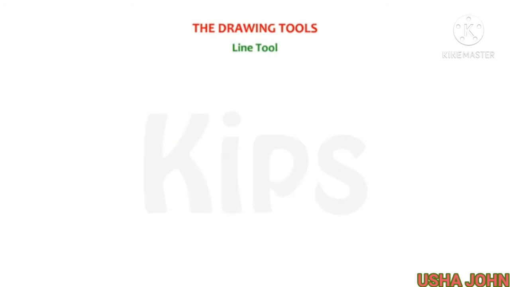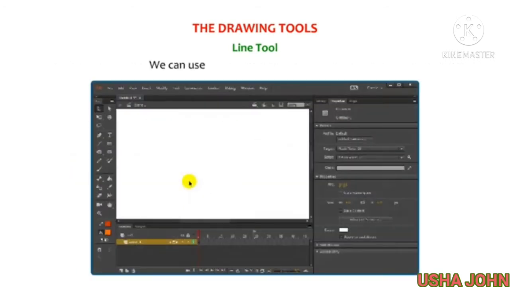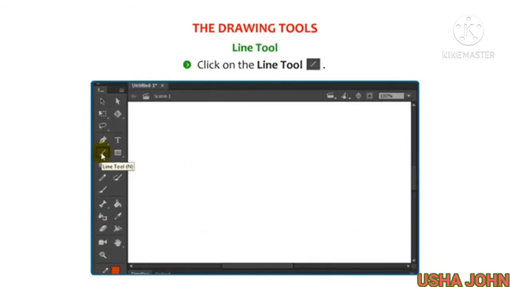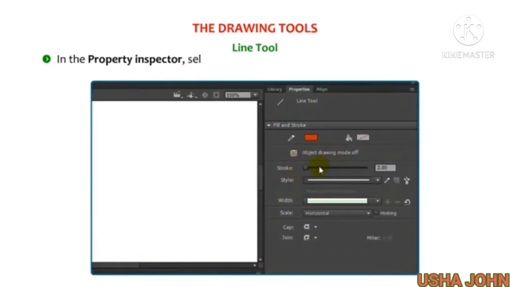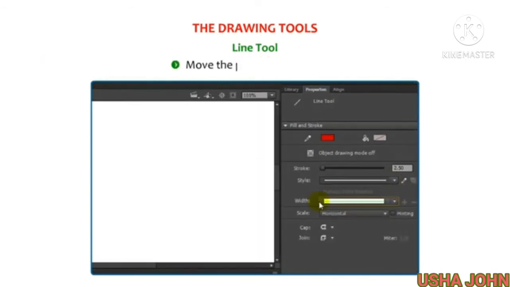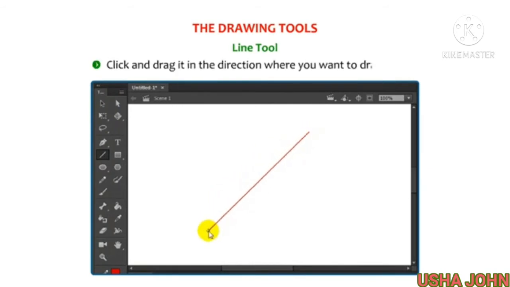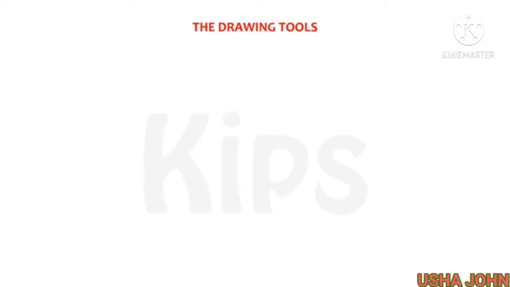Next one, Line tool. The Line tool works exactly the same way as the Line tool in any graphic software. We can use the Line tool to draw straight lines. Click on the Line tool. In the Property Inspector, select the stroke color, line thickness, line style or width profile as needed. Move the pointer to the stage. Click and drag in the direction where you want to draw a line. Release the mouse button. You will get a line on the stage.